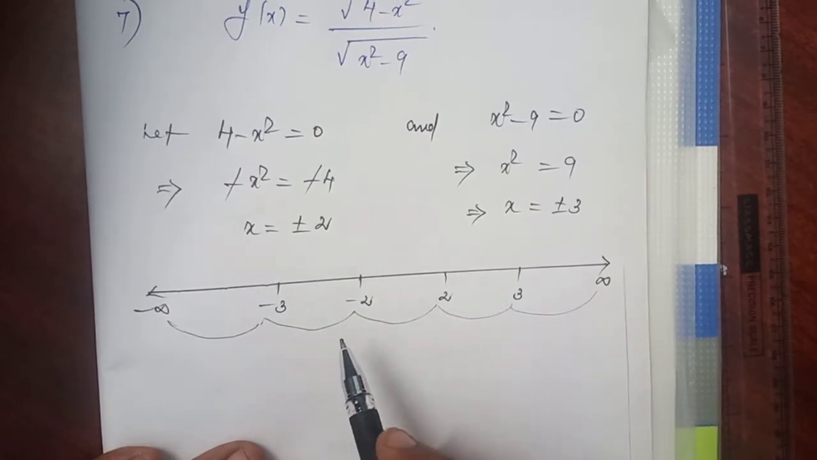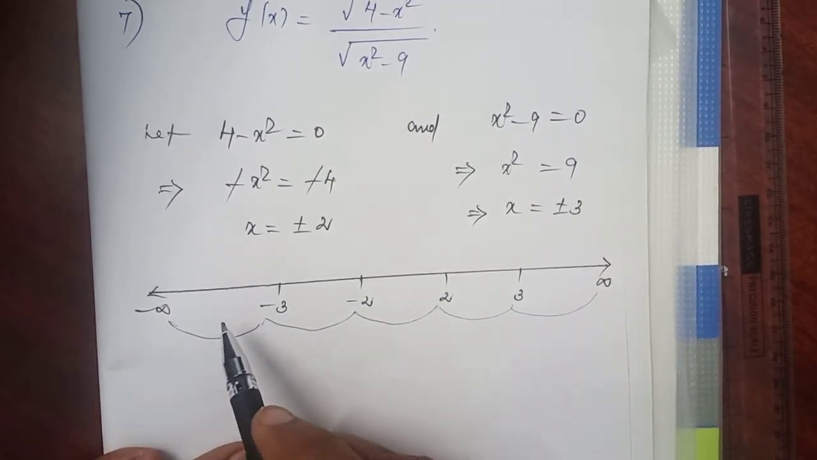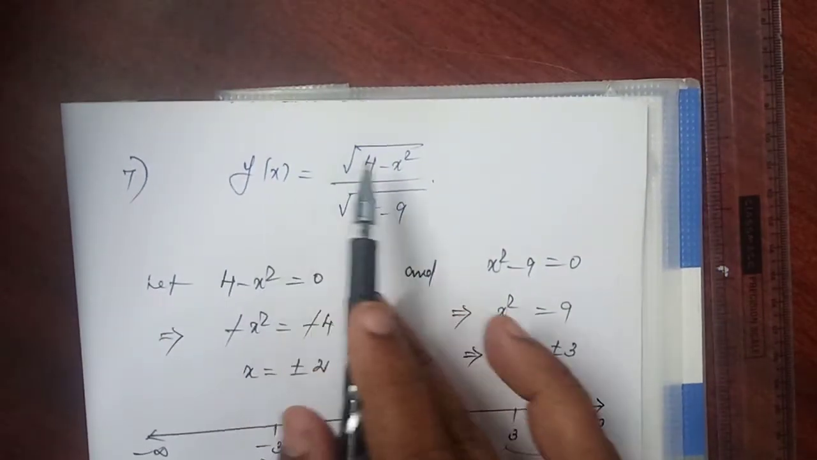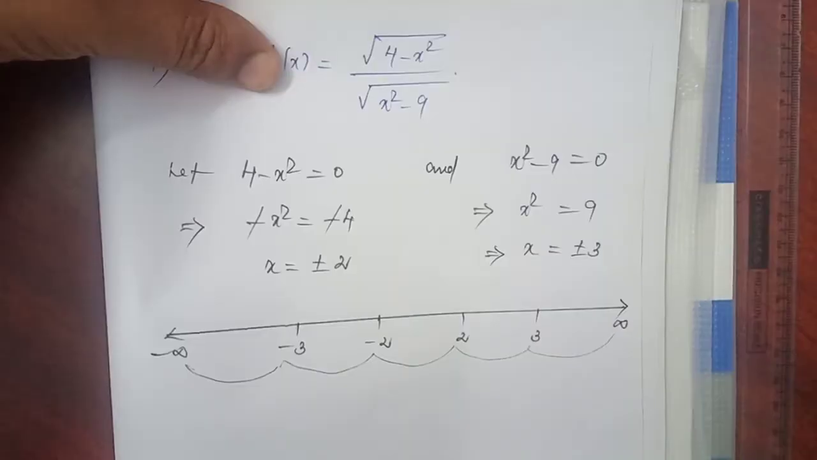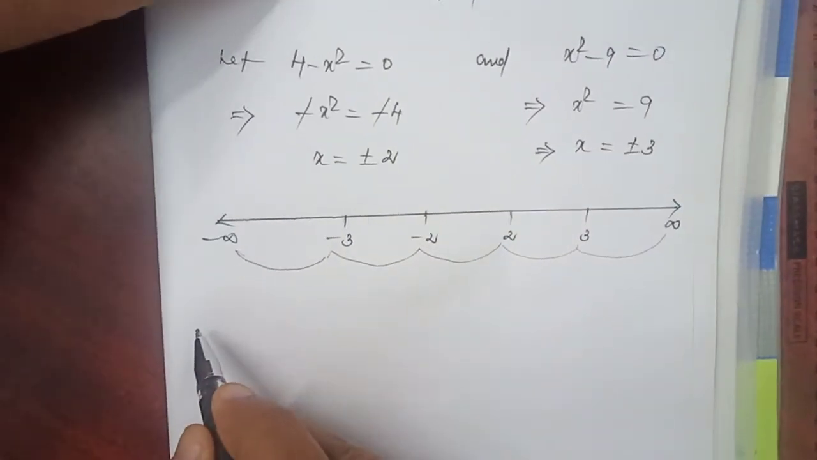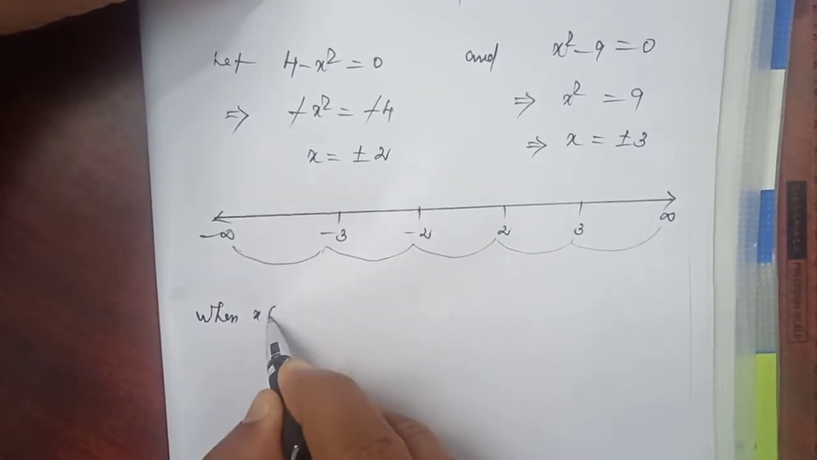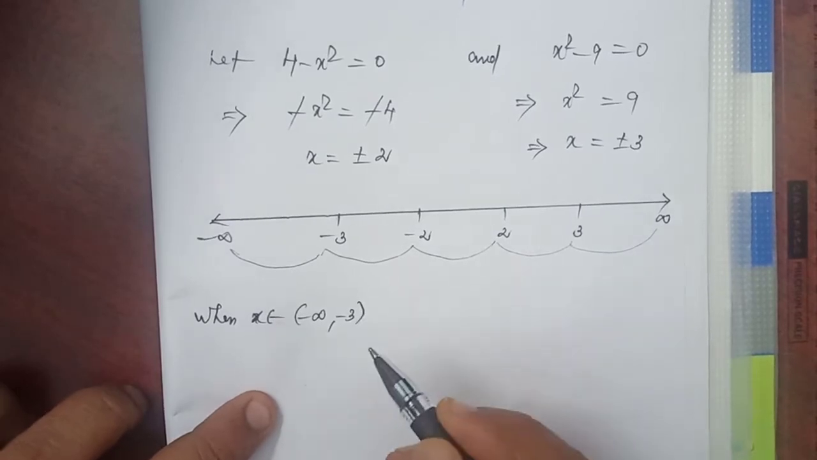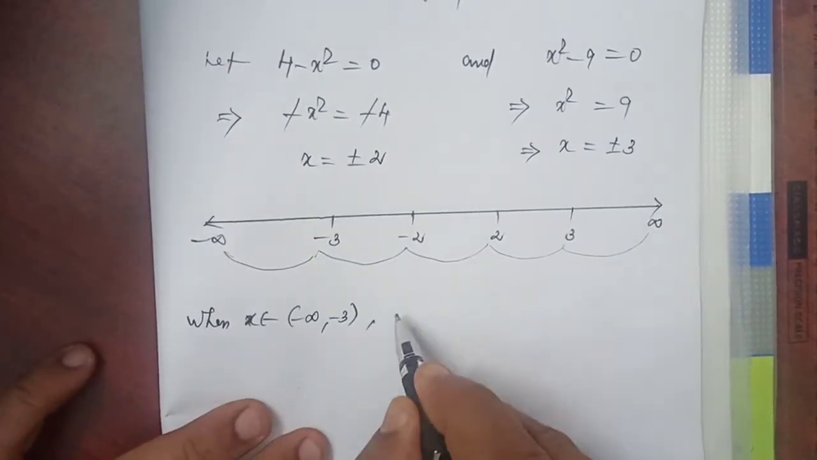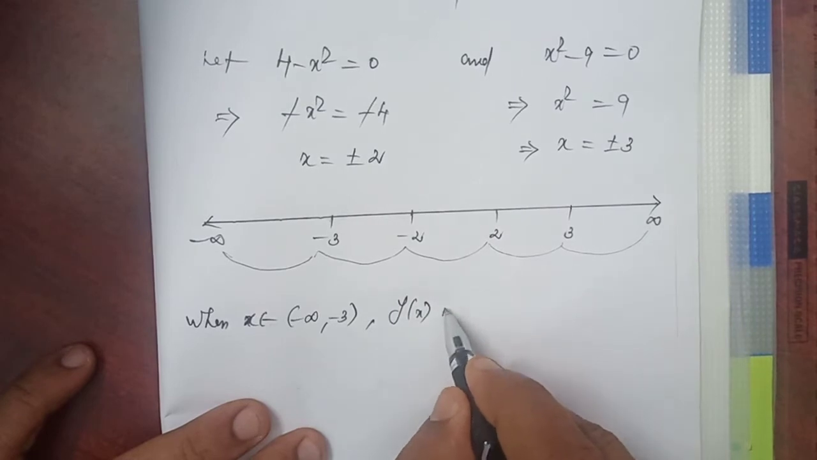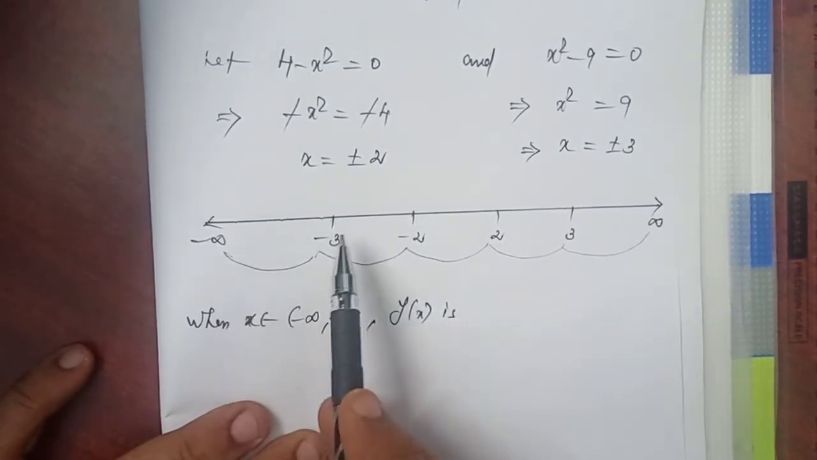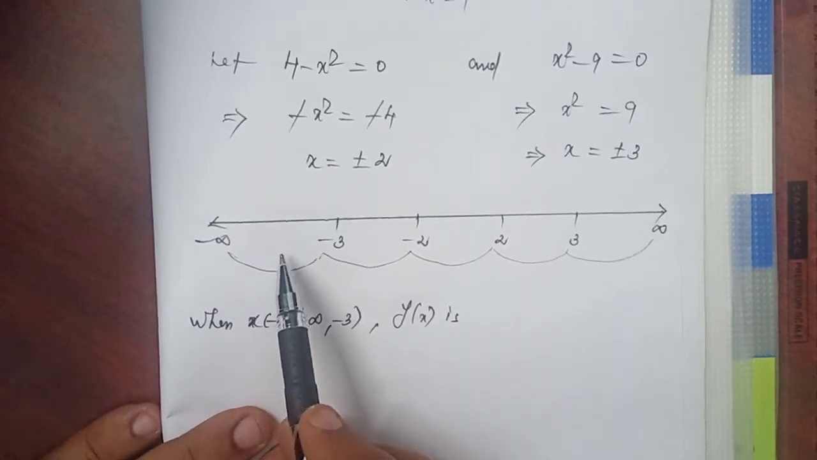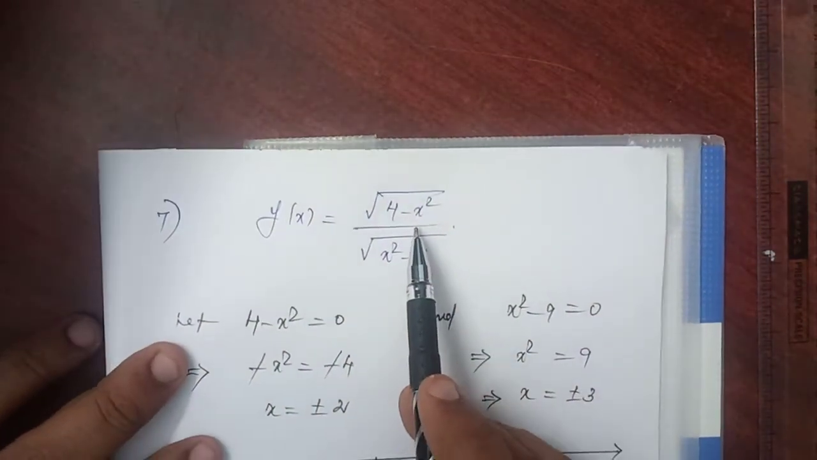So you have to verify in each and every interval whether the function is defined or not for the set of values of x. We can verify one by one. When x belongs to the first interval, I take minus infinity comma minus 3. I take any one number between minus infinity and minus 3. I take minus 4. Substitute x equals minus 4 over here.